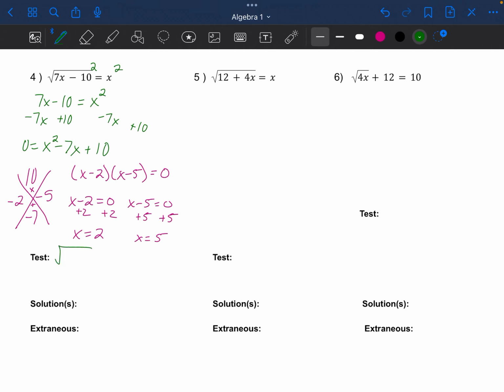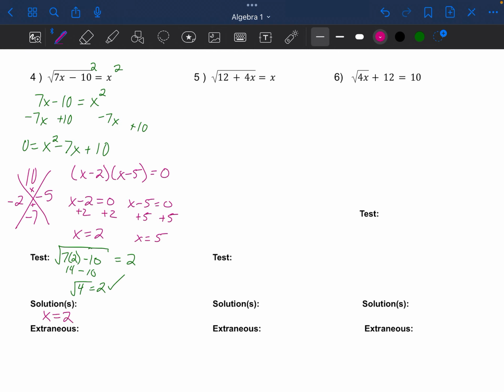I'm going to test both of them. The square root of 7(2) - 10 equals 2? So 7 times 2 is 14. 14 minus 10 equals 4. The square root of 4 does in fact equal 2, so that checks out. One of our solutions is x = 2.